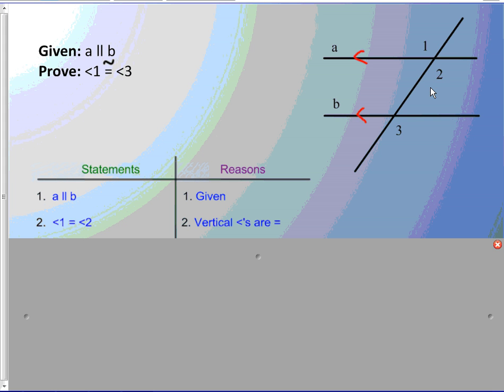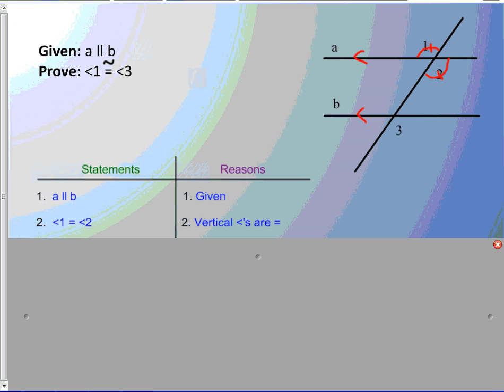But just stating vertical angles isn't always good enough, okay? You need to write definition or vertical angles are congruent, okay? So I'm going to also mark that. So I know that angle 1 is congruent to angle 2. Okay?